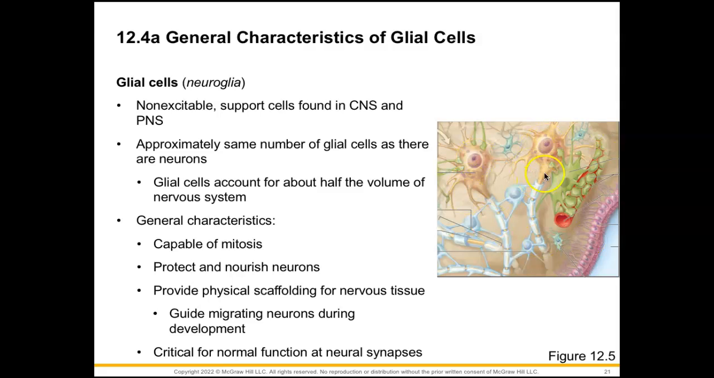You can see even within this photo, here's our neuron, and there are several different types of support or glial cells that are assisting it. Our general characteristics for these cells is that they are capable of mitosis, they can protect and nourish the neurons, and they provide physical scaffolding for the nervous tissue so that if we need any help for migrating neurons during development, they can come in and guide it in that direction. And it is critical for normal function at neural synapses.